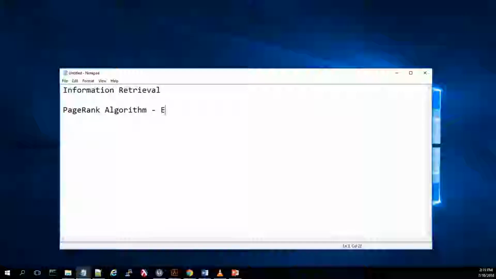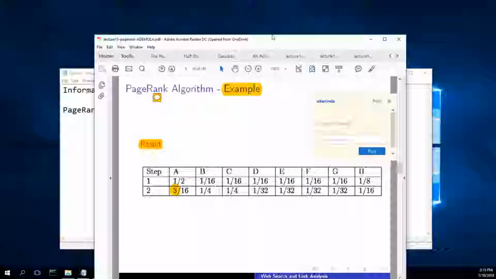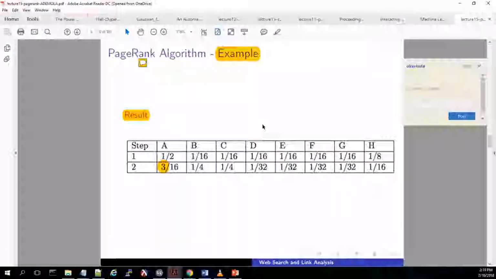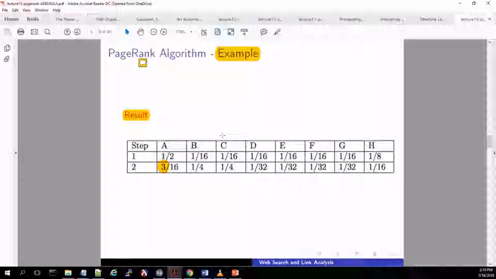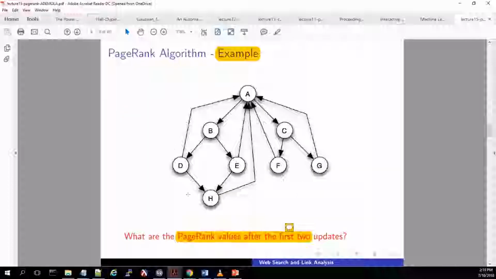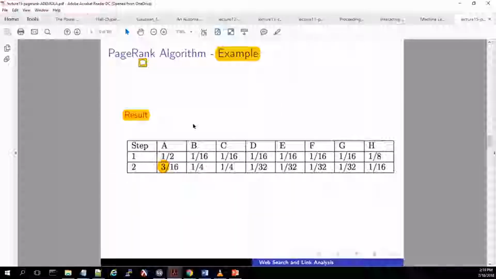So as our usual tutorial is to illustrate with an example and to explain some of the concepts around page rank algorithm. Now, this is the example we'll be using to explain the page rank algorithm. Here is a graph. This is the graph, and this is the analysis, the calculation of the page rank algorithm.